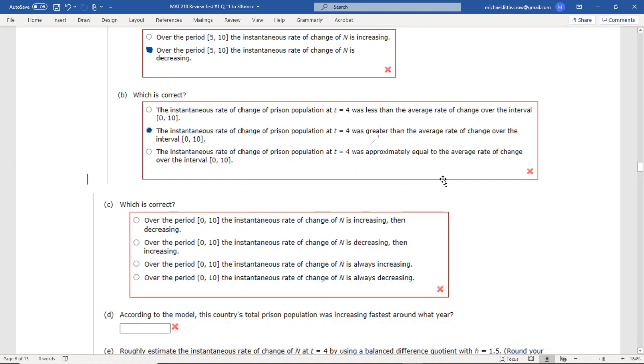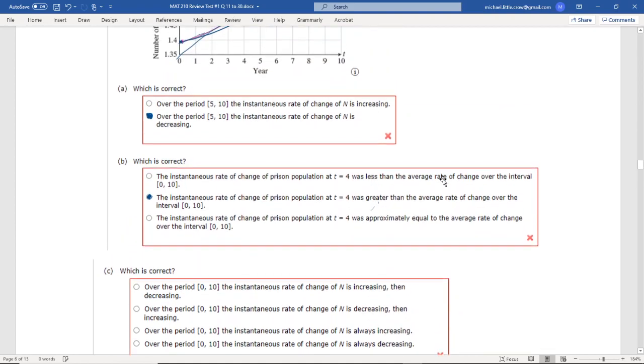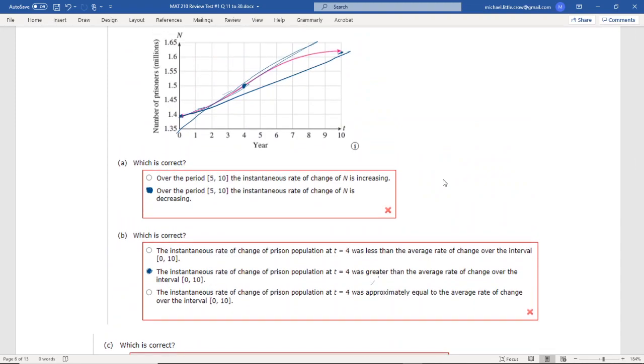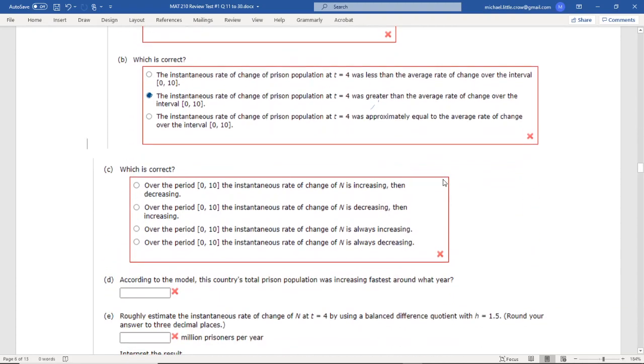Over the period 0 to 10, the instantaneous rate of change of n is increasing, then decreasing. Because it's concave up, the tangent lines get steeper and steeper until they get to the inflection point, and then they start getting less. So the instantaneous rate of change is getting faster and then slower, increasing and then decreasing. I would go with that.